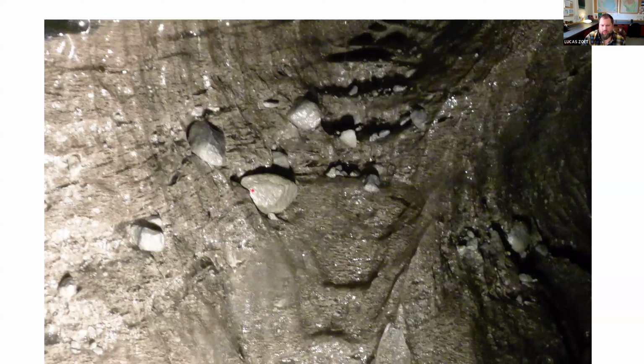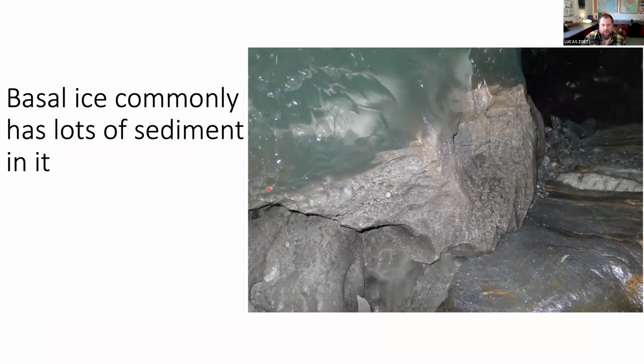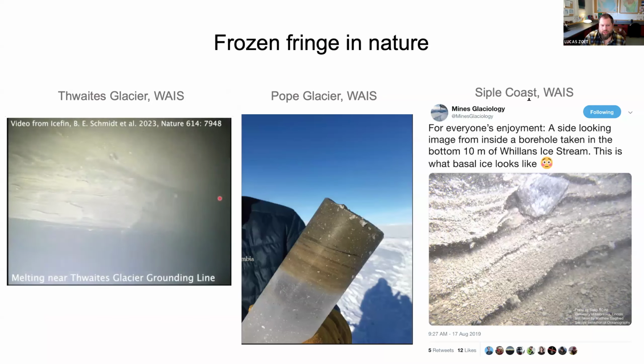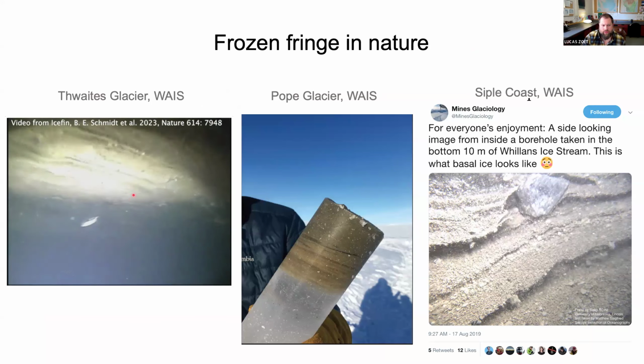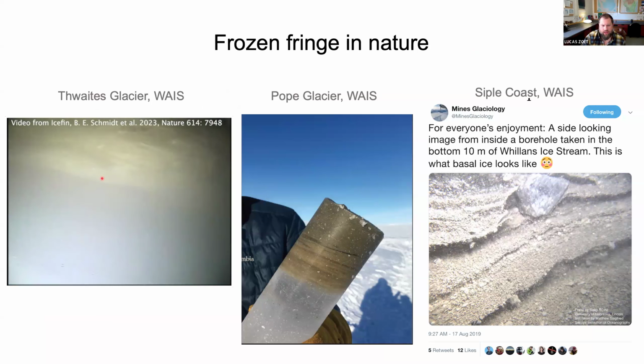So here's a picture. These are big clasts in there that may be the size of your fist that are embedded in the bed. So basal ice commonly has lots of sediment in it. And this isn't limited to just Engabreen. So this is the front of Thwaites. This is the Icefin robot that they drove under there. And you can see all the sediment that's in the basal ice.